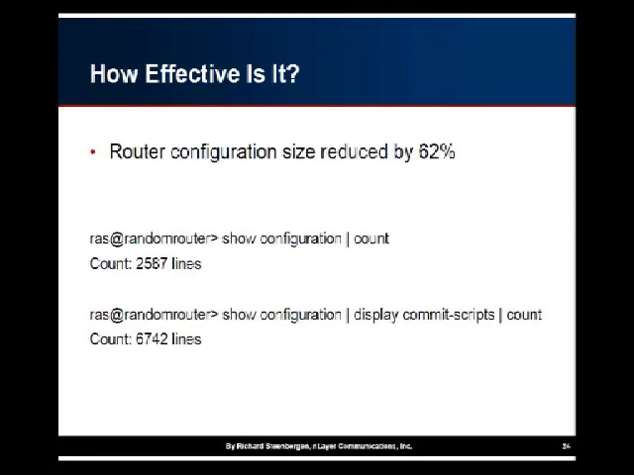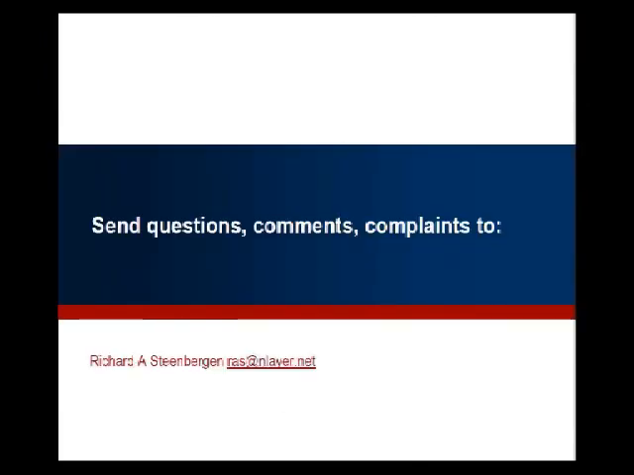How effective is it? If you look at an example of a random router, the configurations versus what happens after you expand the commit scripts, 62% reduction in size. And not only does that make it easier for you to maintain, it's less when your NOC people are looking at this, or when people who are not routing gods look at your configuration. It's a lot easier for them to follow what's going on. So it reduces errors. It makes things better for everyone. It's a really great technology, and I think more people should use it.